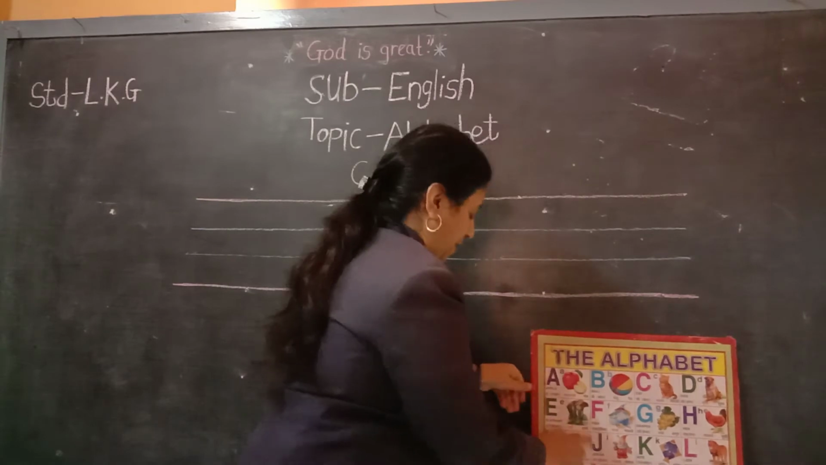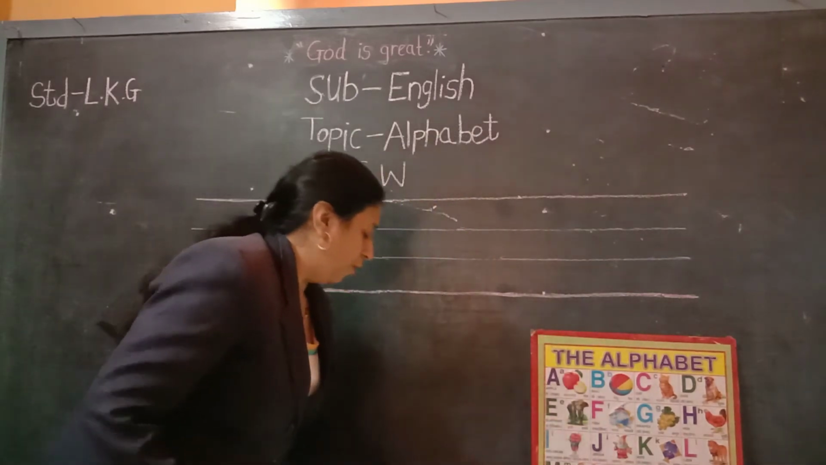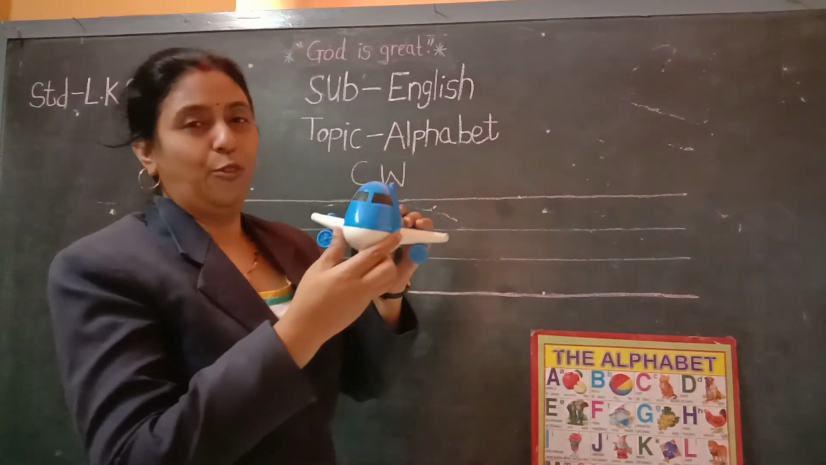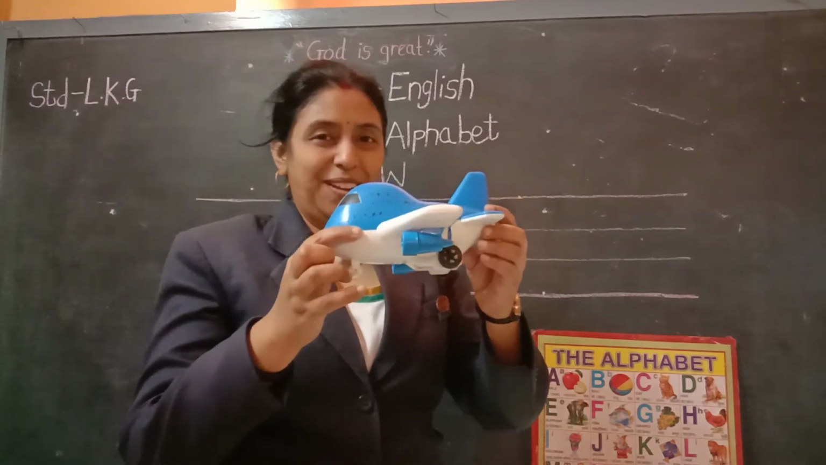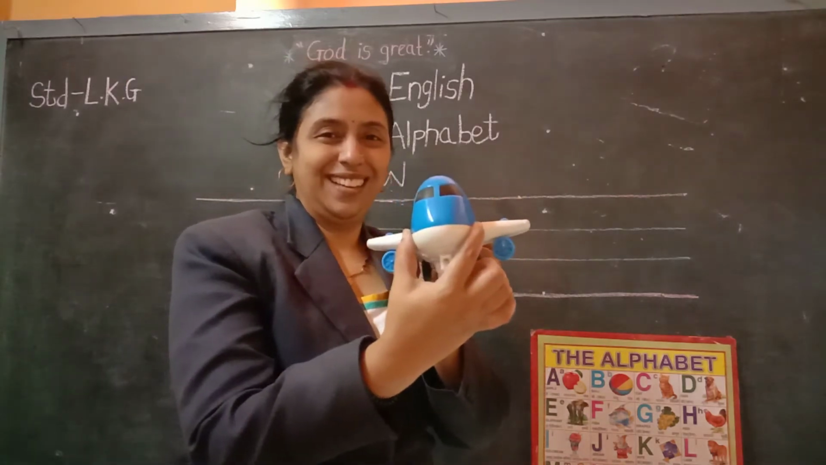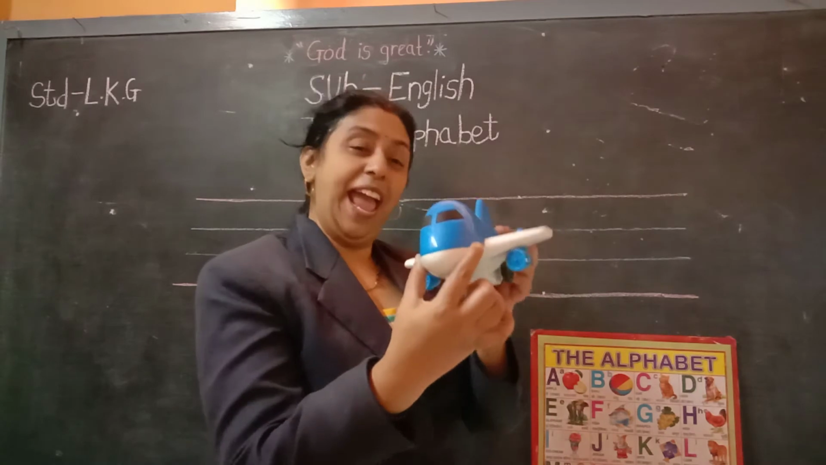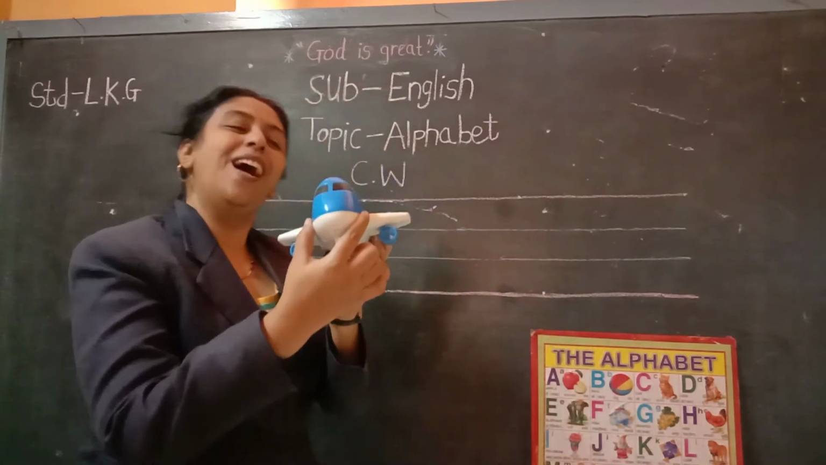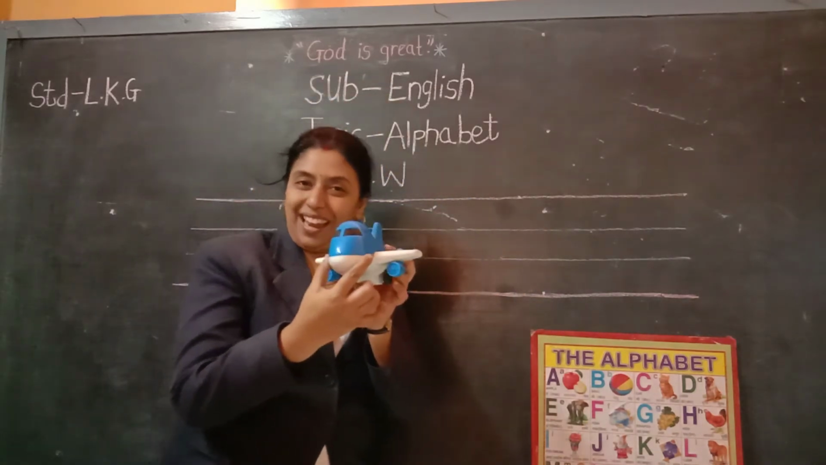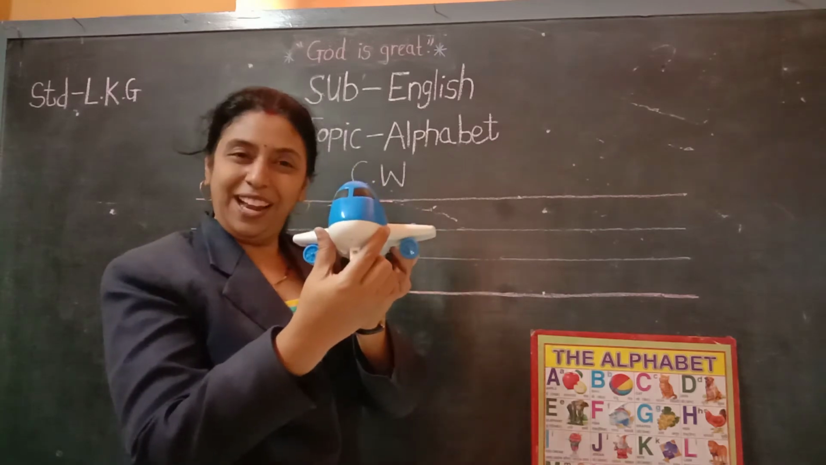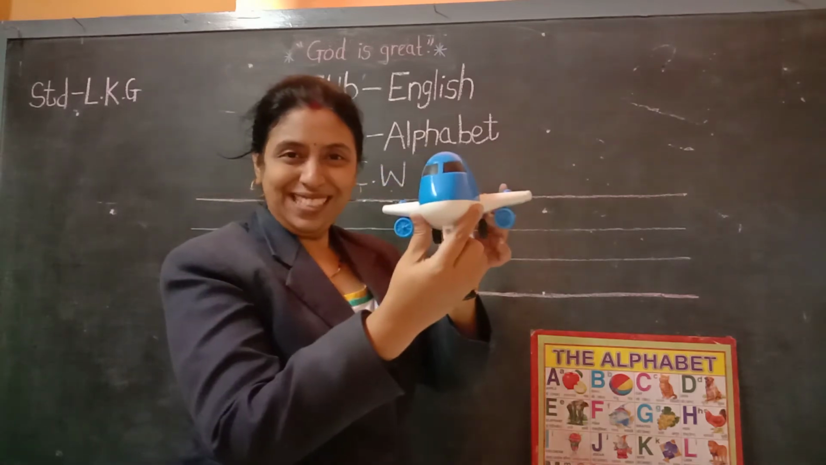Very good. So look here. What is this? Which toy is this? Very good. Aeroplane. A for aeroplane. You like to play with this?